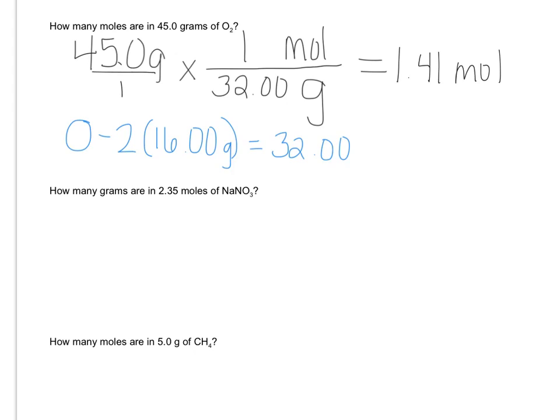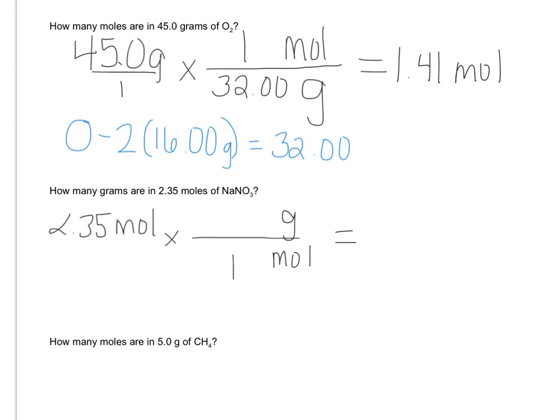Alright, so if we look at the next one, very similar, how many grams are there in 2.35 moles of sodium nitrate? But this time we're starting with a different unit. So again, we're starting with what we're given. And we want to include the unit. And the inclusion of the unit is important because then it allows us to set up our conversion factor correctly. So if we want to cancel out moles, that has to go on the bottom. Grams has to go on the top. And so we have 1 mole.